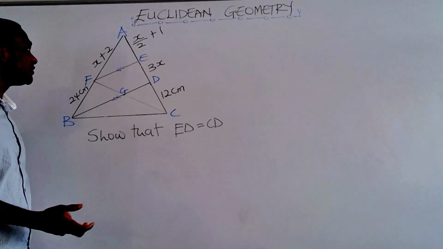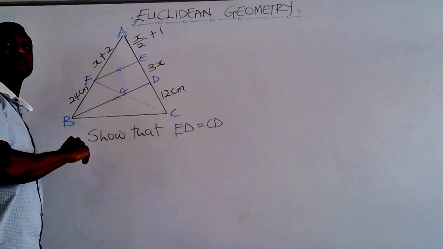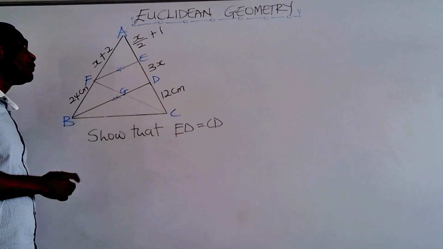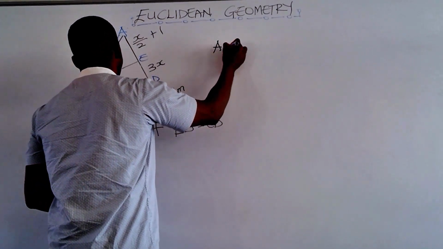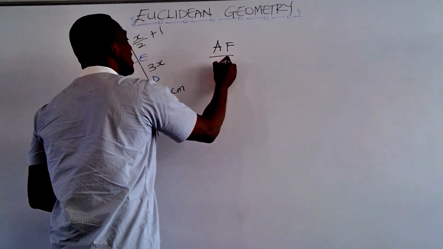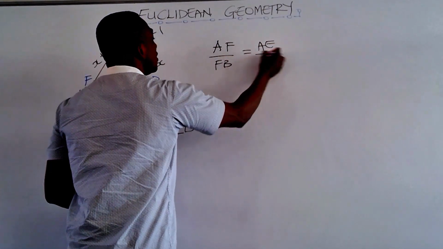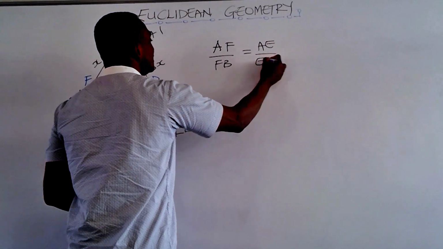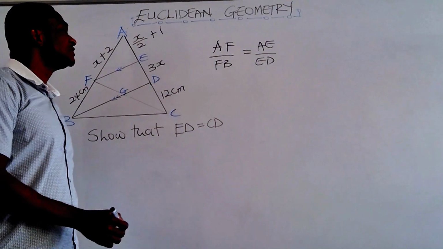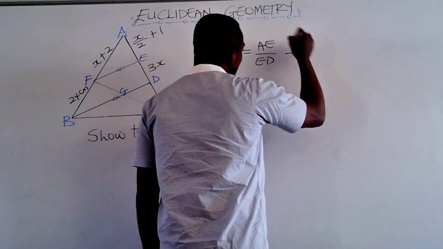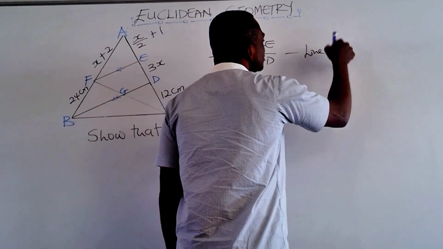The proportionality theorem says that the line divides them proportionally. What do we mean by proportionally? What we mean here is that in this case, AF over FB will be equal to AE over ED. That is, AF will be equal to AE, FB will be equal to this, and our reason is: line parallel to one side.